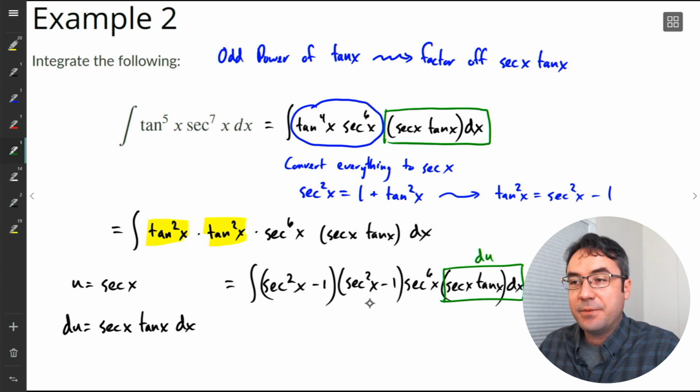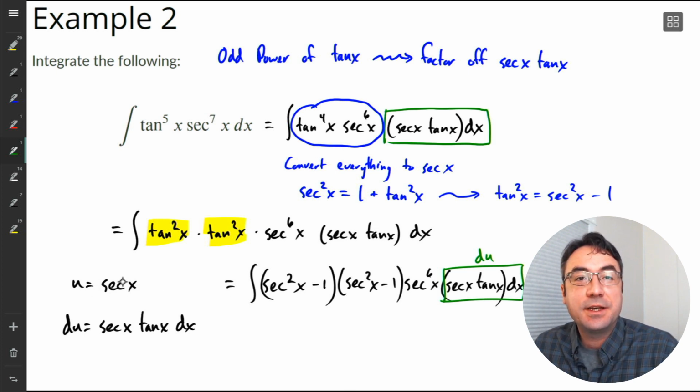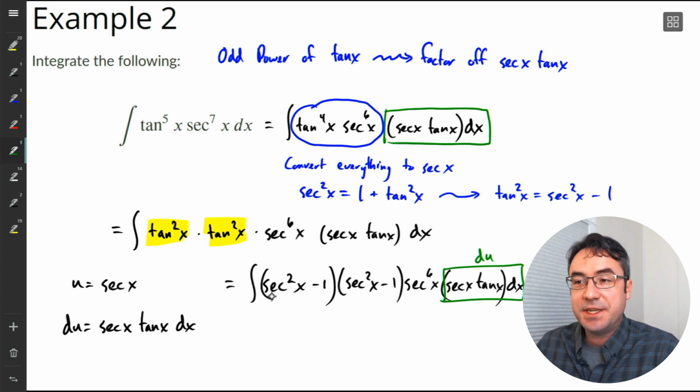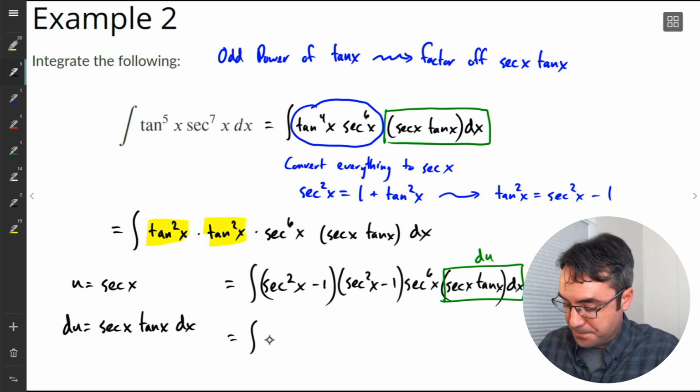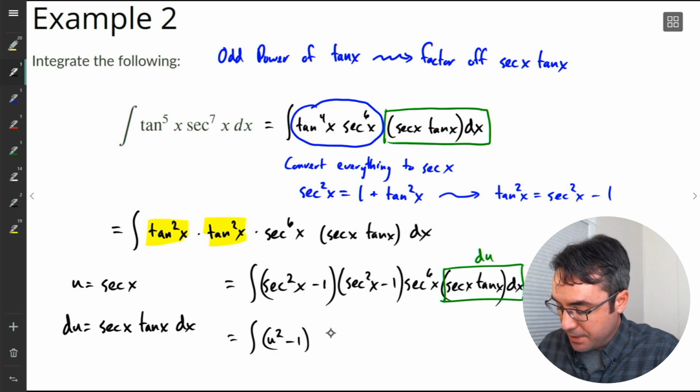And then everything that we have here is all now in terms of secant. So we're ready to actually plug in for our substitution. Wherever we see a secant, let's change it to a u. And the differential here at the end matches up nicely, again, by design. That's secant times tangent times dx. That's just going to become our new differential du. So let's fill in all the pieces. We're going to end up with u squared minus 1 times u squared minus 1 times u to the power 6 du.